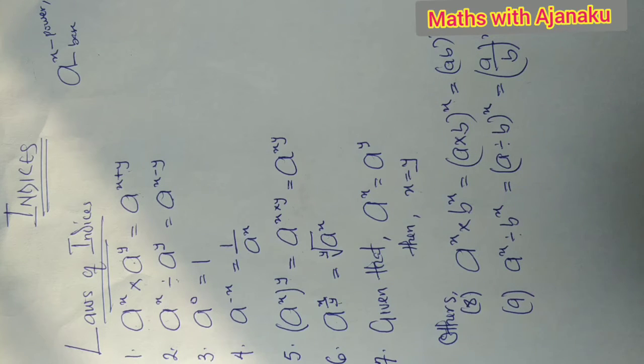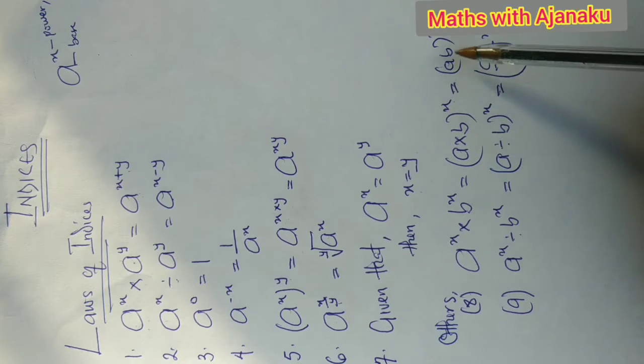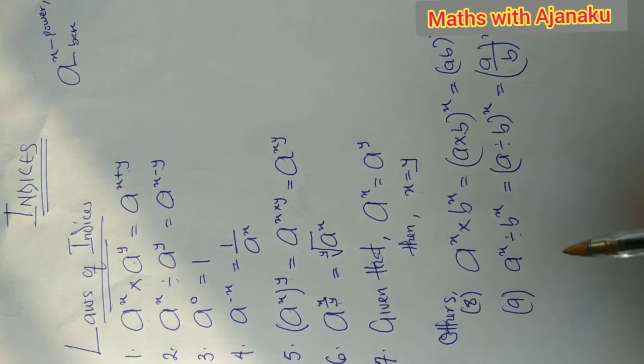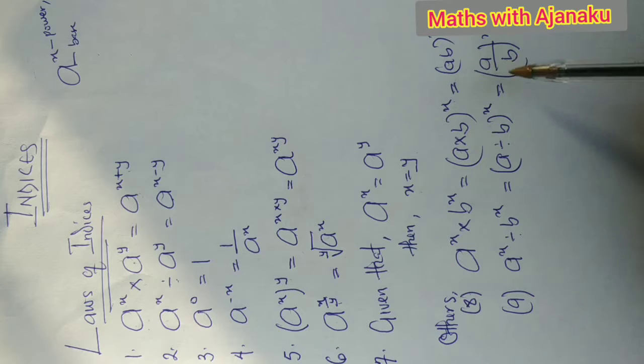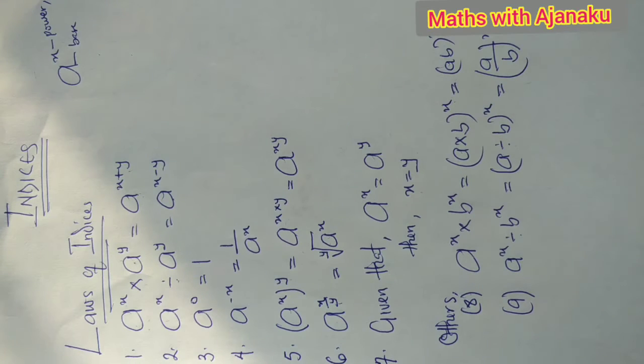Now, also other rules are a raised to power x times b raised to power x. Here you are having different bases but the same power. Bring out the two bases, multiply them out, then give them one of the power, meaning a times b raised to power x equals what? ab raised to power x. Now, in the case of division, same thing, a divided by b raised to power x equals a over b raised to power x.